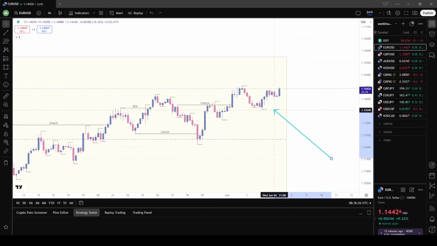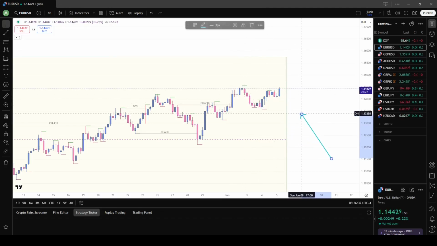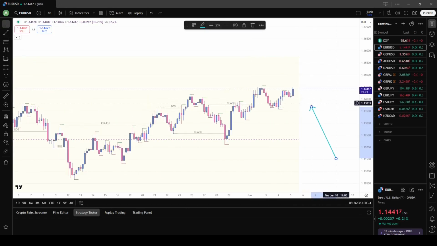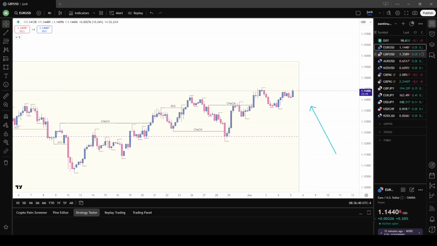Of course, there's liquidity sitting under these lows, but still higher lows are being formed. So this is bullish swing structure, bullish fractal structure, bullish internal structure. Only looking for any type of buying opportunities for Euro, depending on any type of fundamental news with the dollar index.